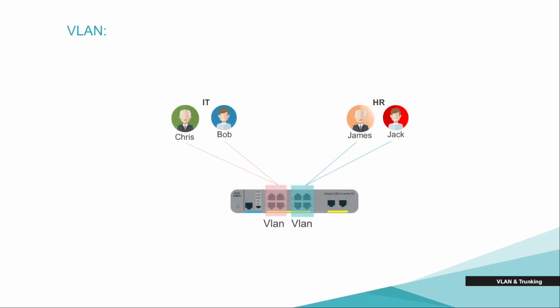For that reason, we can use the VLAN. What will happen here is that our VLAN will split the LAN into two LANs. As you can see here, after we deploy the VLAN, when Chris wants to send data to Bob, even if Bob's MAC address is unknown, the data will not go to the HR team. Same thing for HR. If Jack wants to send data to James and James's MAC address is unknown, the data will not go to the IT. The reason is that we created two VLANs, one VLAN for HR and one VLAN for IT.